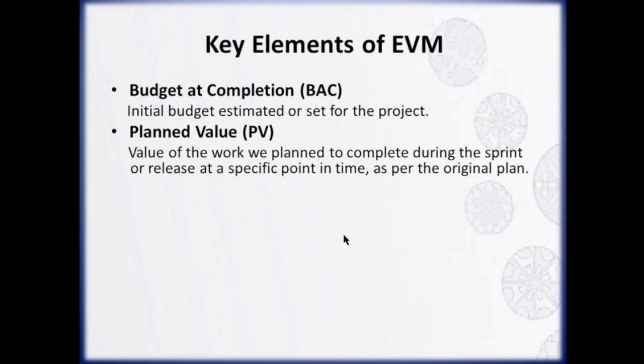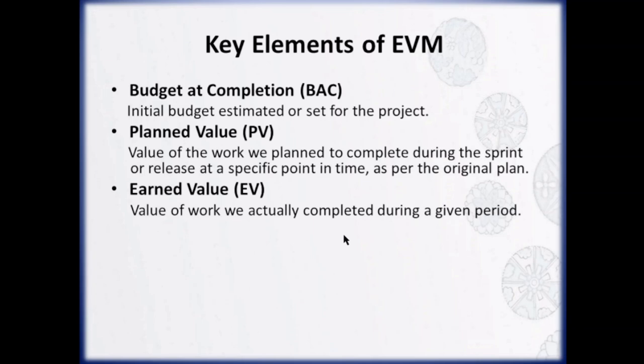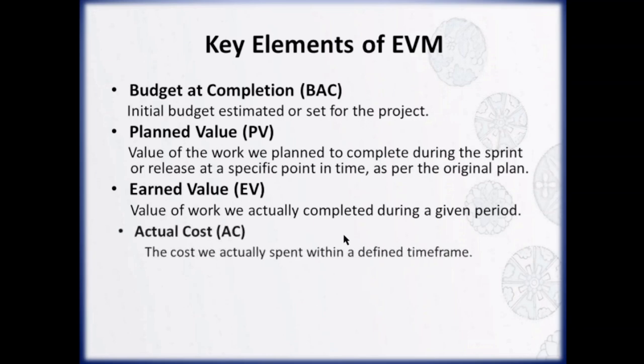Next is the planned value. Planned value in Agile is the value of work we plan to complete during the sprint or release at a specific point in time. This is usually based on the story points and estimated effort. Next is earned value. Earned value is the value of work we actually completed during a given period of time. It could be based on the burn rate, the cost per story point, or another suitable approach.